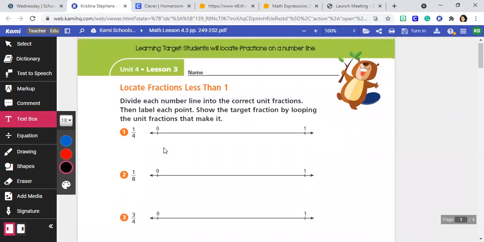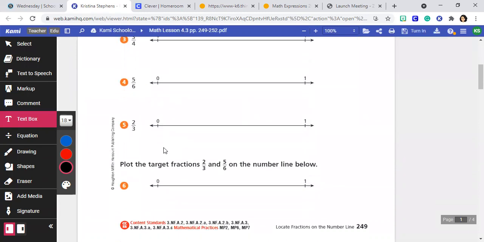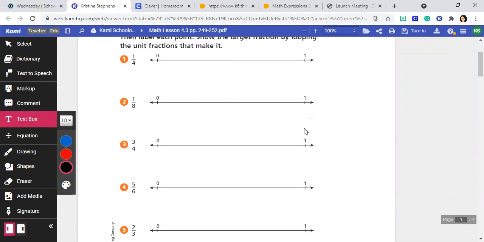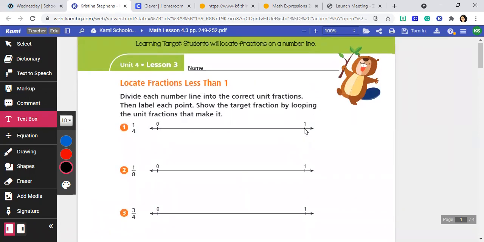Okay, going back up to the top, let's look at the directions here. In this first part, we're going to locate fractions less than 1. I want you to notice that on the number lines on this page, we have 0 and 1 both labeled for us. Remember that a unit fraction is one of the equal parts in a fraction. Divide each number line into the correct unit fractions, then label each point.